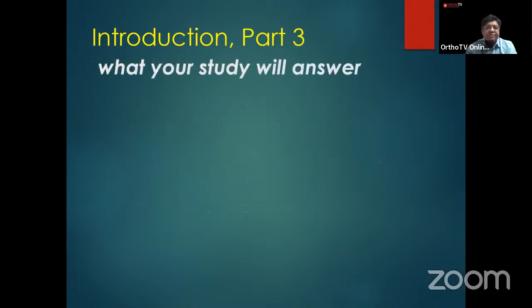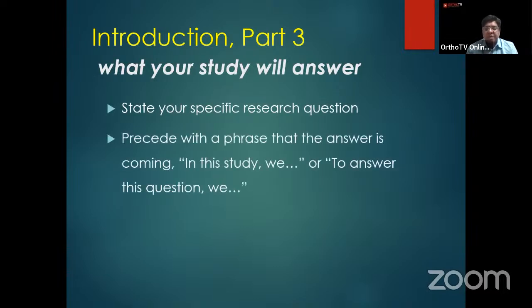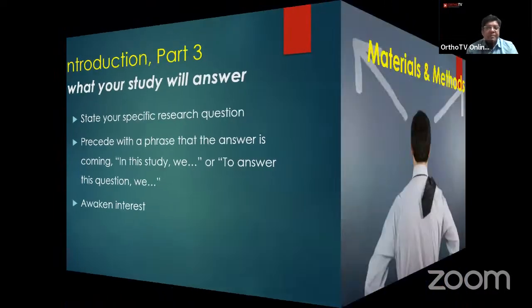And part three of the introduction is three to four lines at the end of the introduction on what your study will answer. So you have to state your research question or the hypothesis at this point. You should say, in this study, we are going to do this particular research or address this particular question. And that is where the research interest of the reader awakens. This is what you're going to do, in clarity.